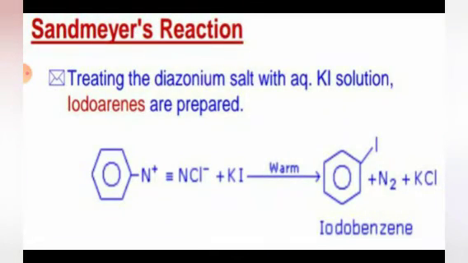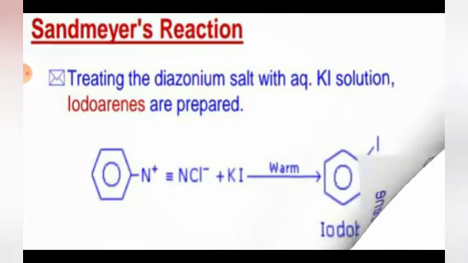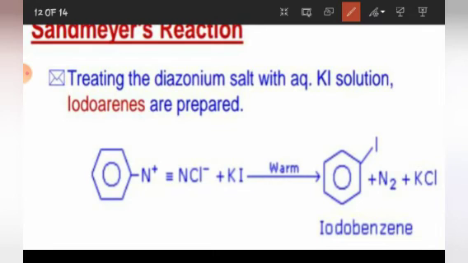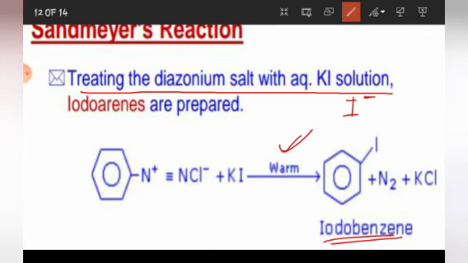Now if you move on further, see students, if we need to prepare iodobenzene, we treat the diazonium salt with aqueous KI solution and just warm it. We don't need any other catalyst for this, because I minus is the best nucleophile. So I minus is itself capable of carrying out the reaction, and then we will get iodobenzene. So again I am repeating, for Sandmeyer reaction we have discussed first chlorination, bromination and iodination.